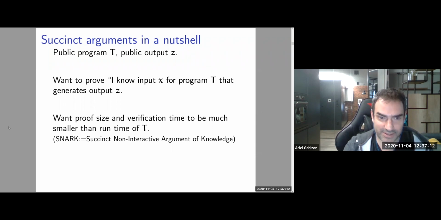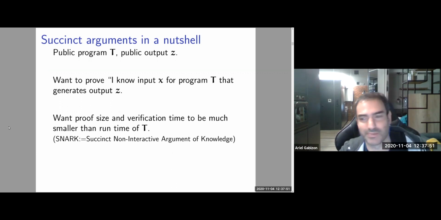This is the motivation for this acronym that you will see a lot in the practical zero knowledge space, and I guess the theoretical too: SNARK, which stands for Succinct Non-Interactive Argument of Knowledge. We want a short proof that is quickly verifiable, and hopefully it's not an interactive protocol, it's just one message that proves we know such X. Cool.